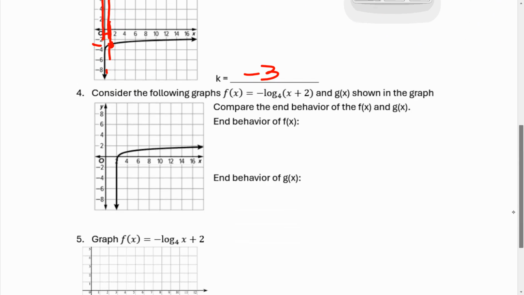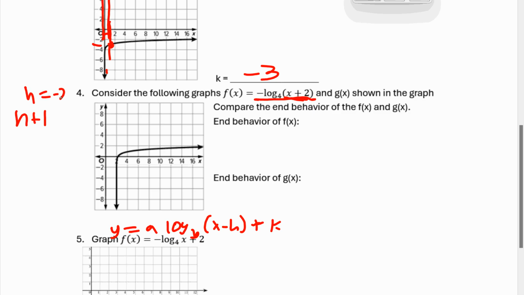Okay, on this one, I have two graphs. I'm going to graph this one. Easiest way to graph is take your h plus 1. So that is compared in, and we'll really do it on this next one, y equals a log b of x minus h plus k. Now, I take what's inside the parentheses and I set it equal to 0, and that's what my h is, where my asymptote will be. So if I set that equal to 0, I get x equals -2. So that's really my h, -2.